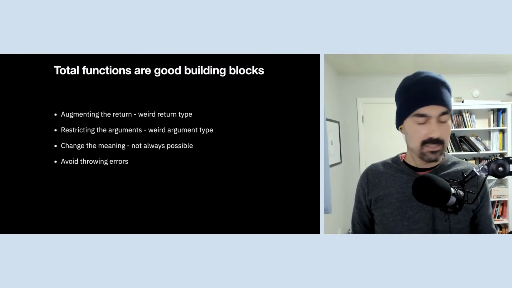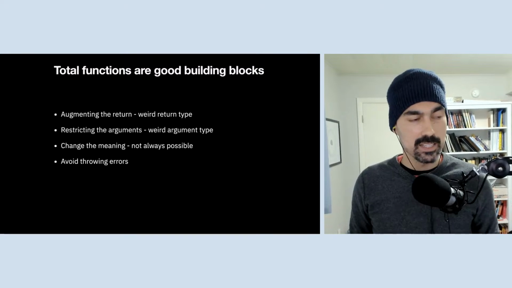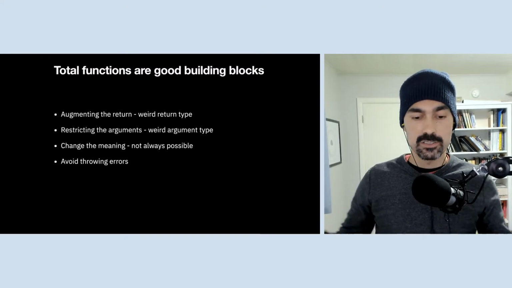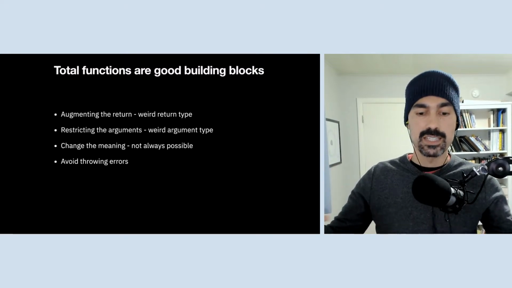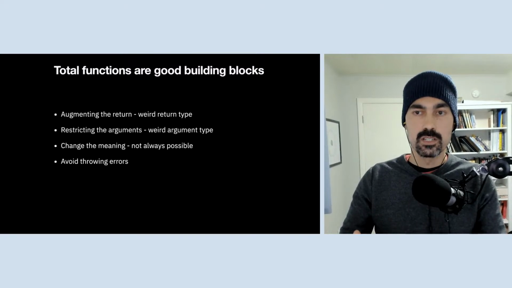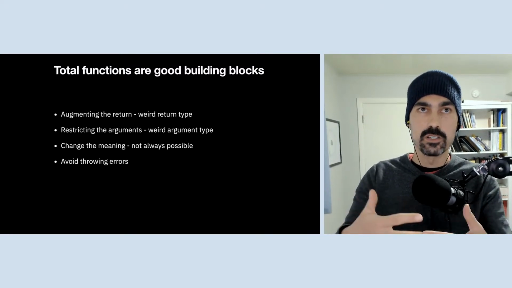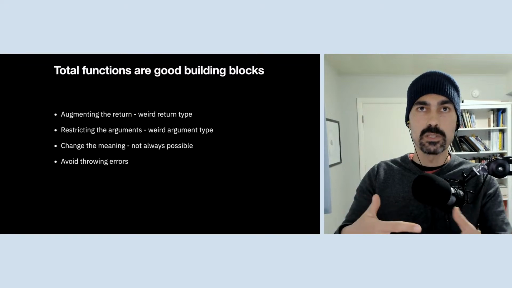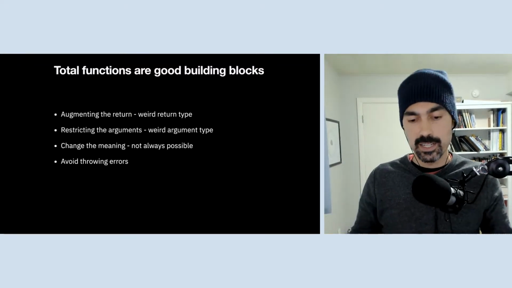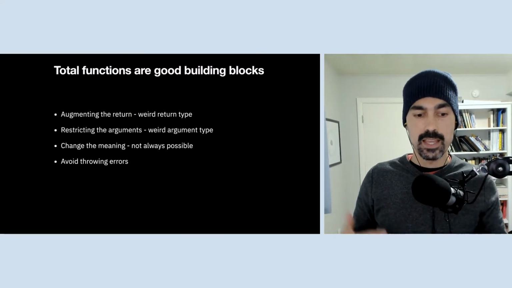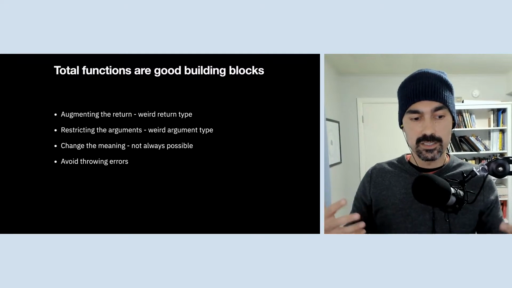And then something I'm going to recommend is to avoid throwing errors. The more total your functions are, the easier they are to compose. That's a big problem: people will write code that doesn't compose because something in there is throwing an exception. And it's not clear how to put two things that throw exceptions together.